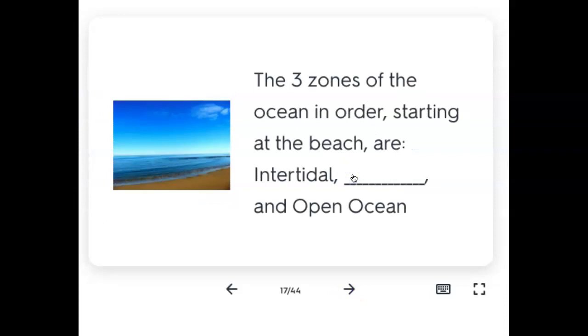The three zones of the ocean, in order starting at the beach, are the intertidal, the neritic, and the open ocean. So up at the beach, at the coastline, you're going to have the intertidal. As you go a little bit further out, it's going to be neritic, and the open ocean is where you have the drop-off of the continental shelf onto the continental slope and further out into the ocean.